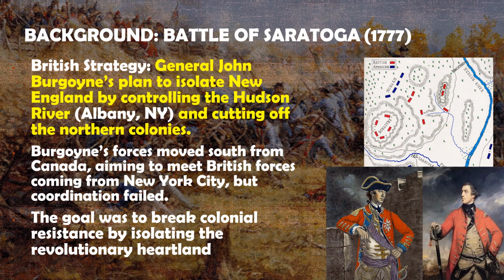So Burgoyne wanted to isolate what would be New England by controlling the Hudson River and cutting off the northern colonies. In order for that to happen, they wanted to control the river and prevent any supplies from getting into Boston. If they did that, most likely the war would eventually come to an end, because the Continental Army would not be able to get any supplies into Boston.